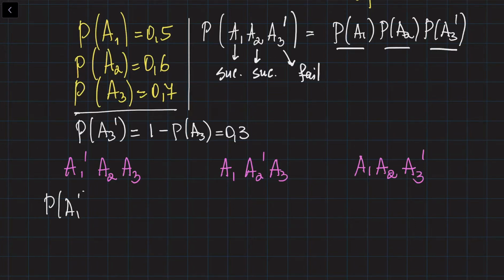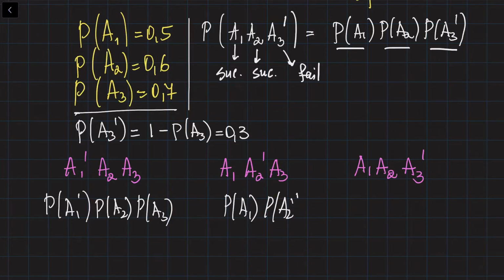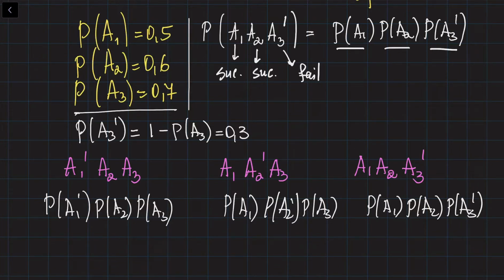So A1 prime, A2, A3; A1, A2 prime, A3; or A1, A2 times the probability of A3 prime. So this is the probability that the experiments are going to happen exactly in this order, and this is going to be the probability that the events are going to happen exactly in this order.